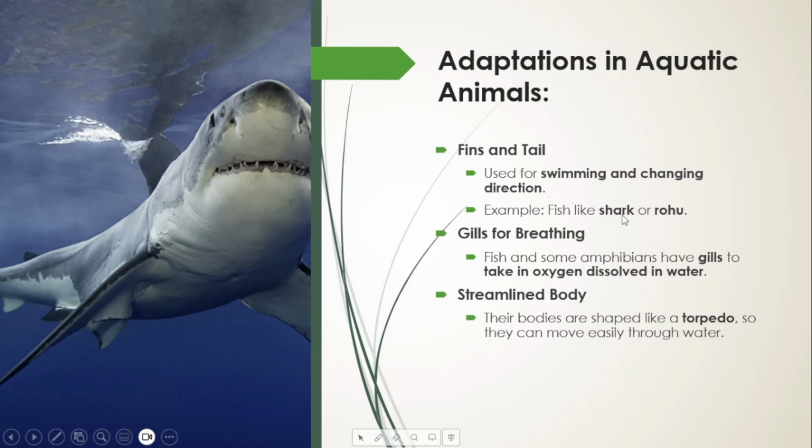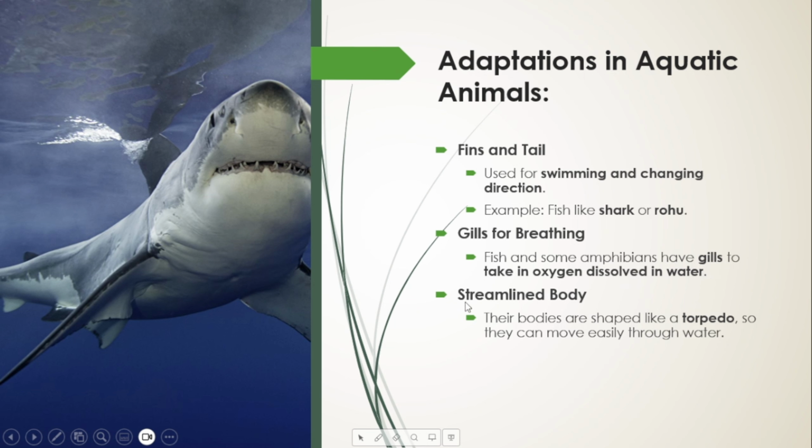Example, fishes like shark or rohu. Rohu is a type of fish. So they have fins and tail for smooth swimming and changing their direction. Second, gills for breathing. Fish and some amphibians have gills to take in oxygen dissolved in water. So gills act as breathing organs, where they help in absorbing oxygen that is dissolved in water.